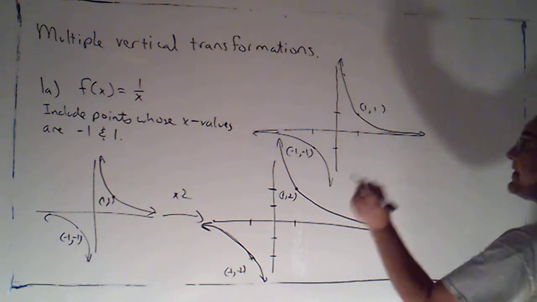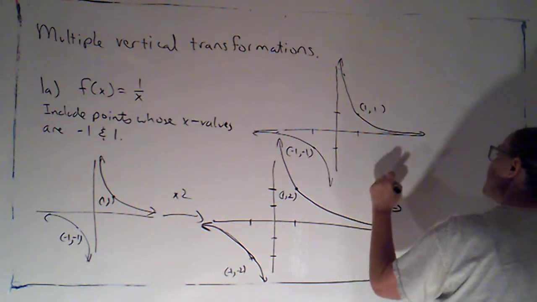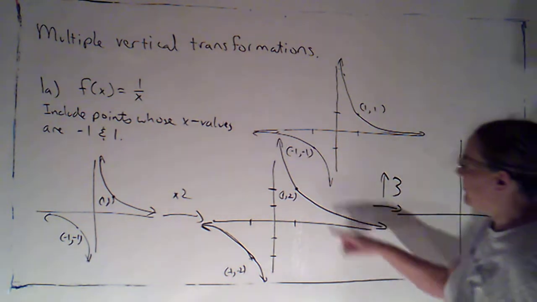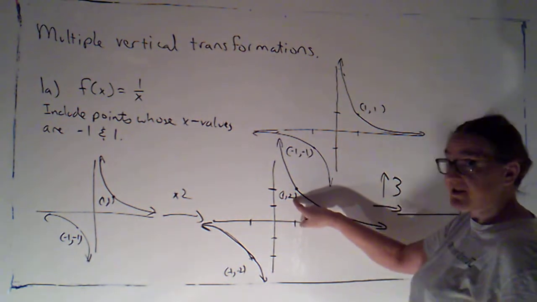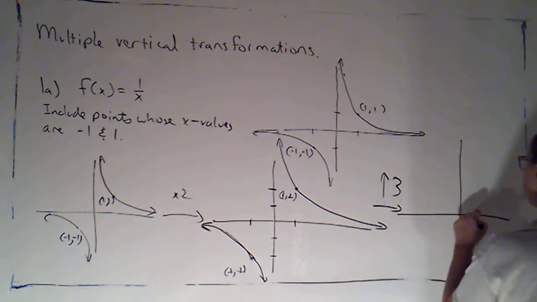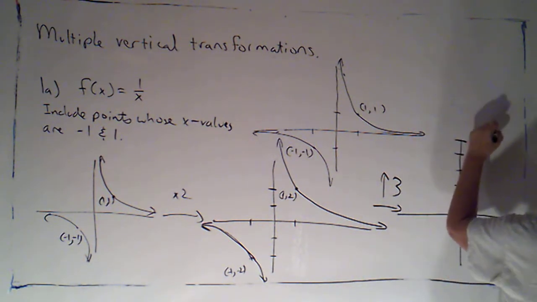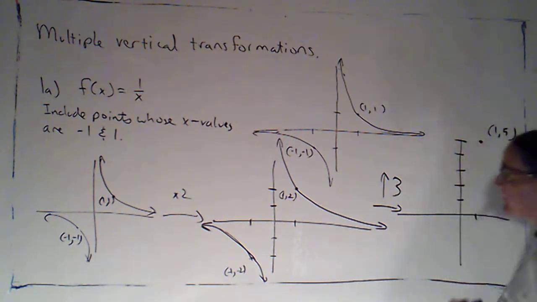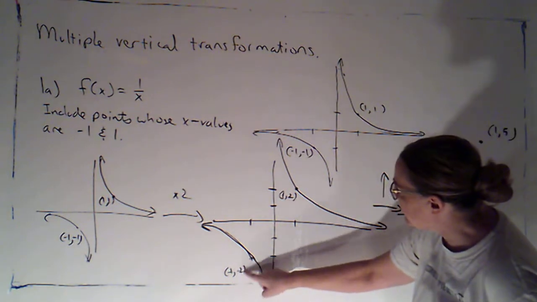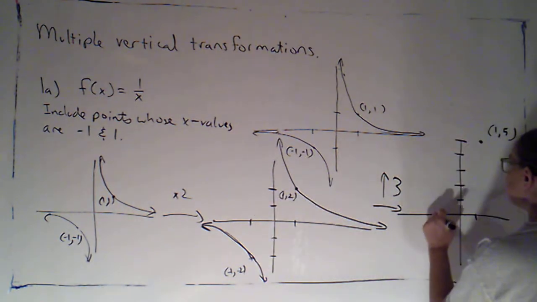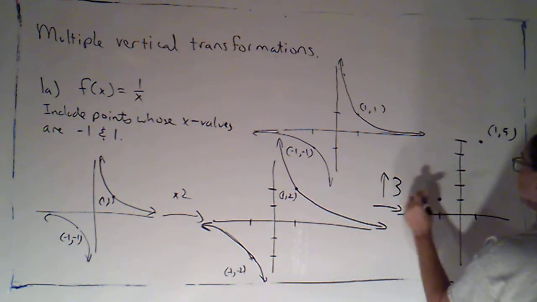All right, then what we were supposed to do was move things up 3. So let's keep track of our points. (1, 2), I'm just going to add 3 to that y value. So now that becomes (1, 5). And (-1, -2), I'm going to add 3 to that y value. So that becomes (-1, 1).